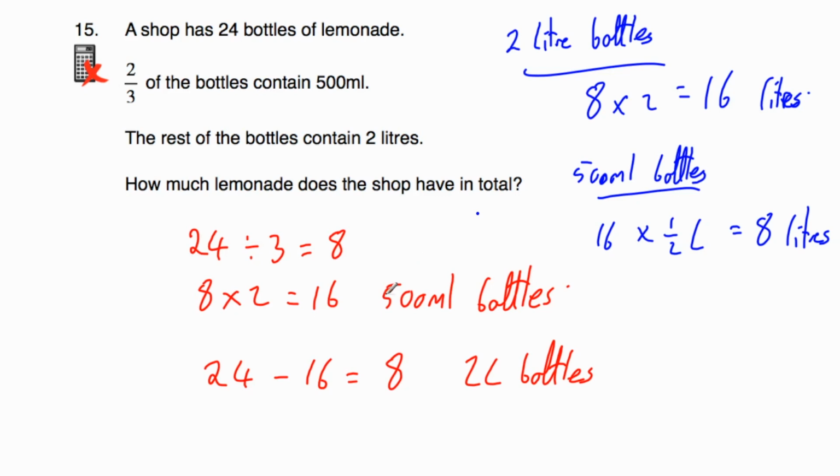So that's one way we could work out how much lemonade is in the 500 millilitre bottles. Or another way to do it is to do multiplication. Just do 16 times 500 millilitres. So take our 500 millilitres and multiply that by 16. Or you could do 16 multiplied by 500. It's up to you. So let's multiply 500 by 16.